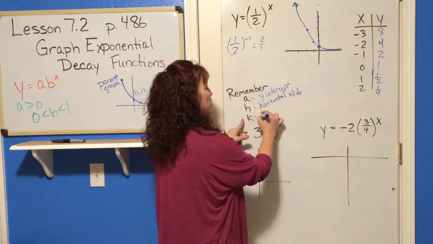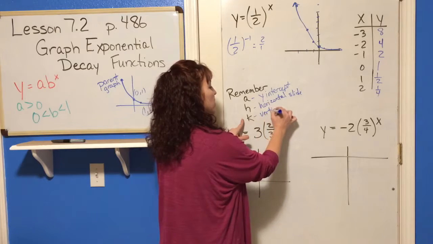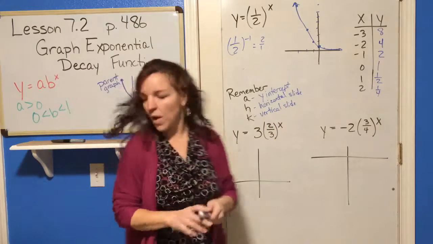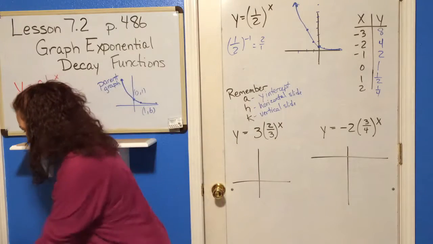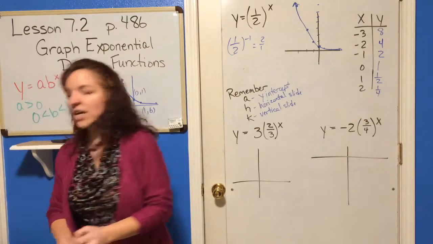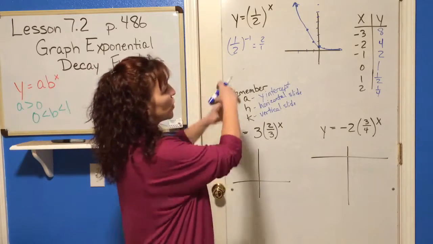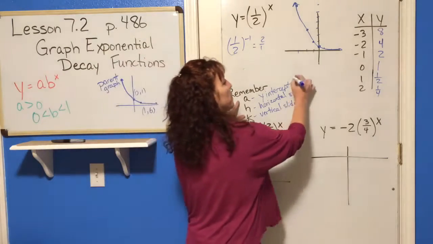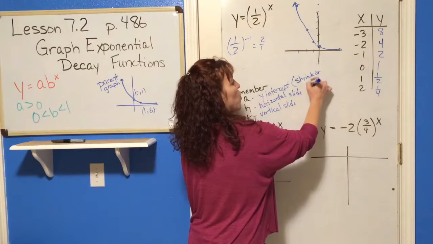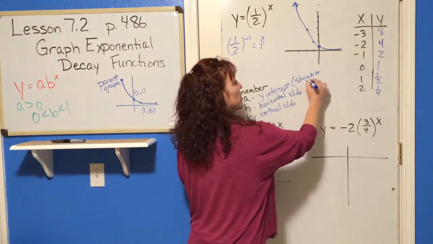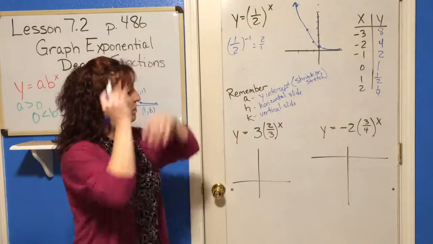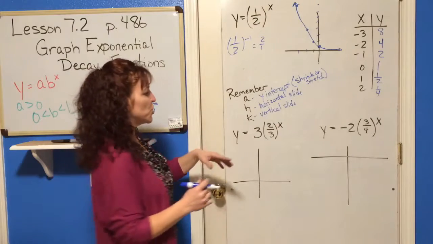And the k is your vertical slide. And then the a is not only your intercept, but it also tells how much it's going to shrink or stretch. Okay, so let's just go right into it and do some.